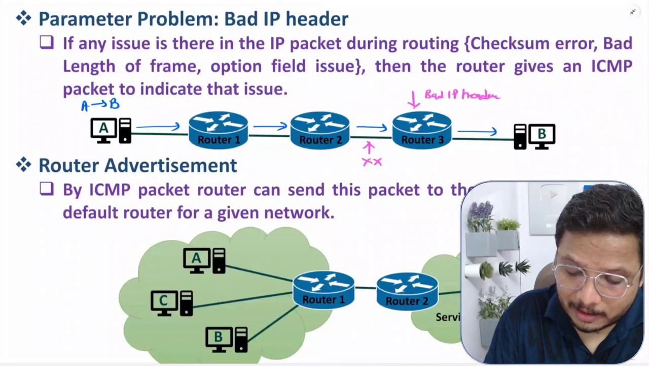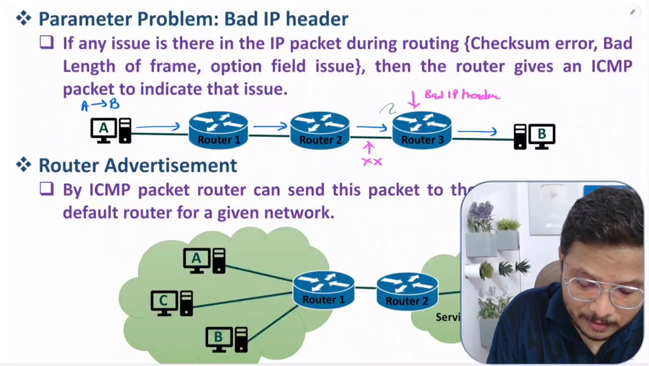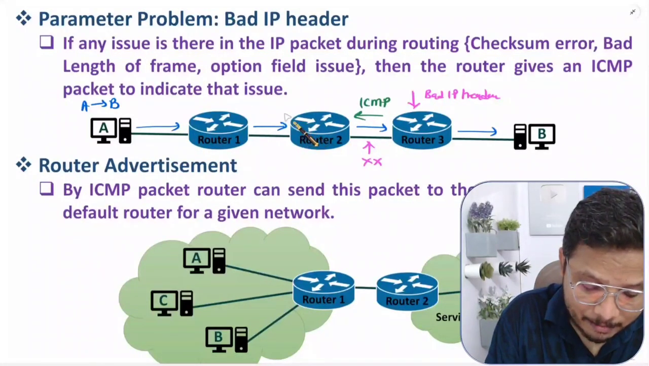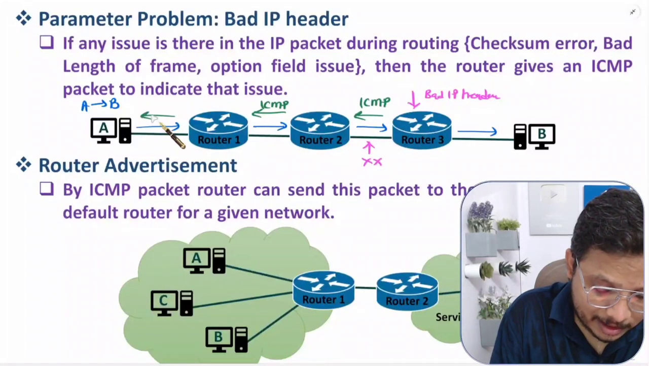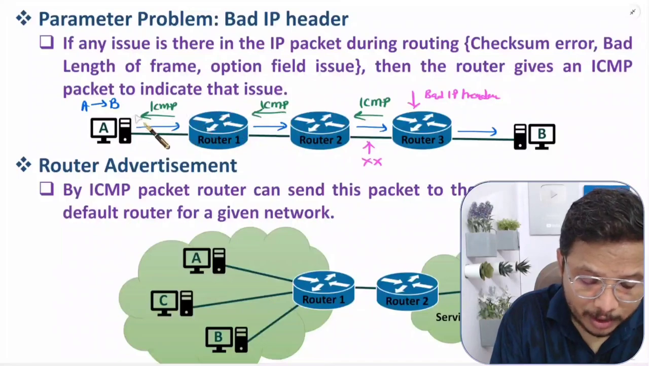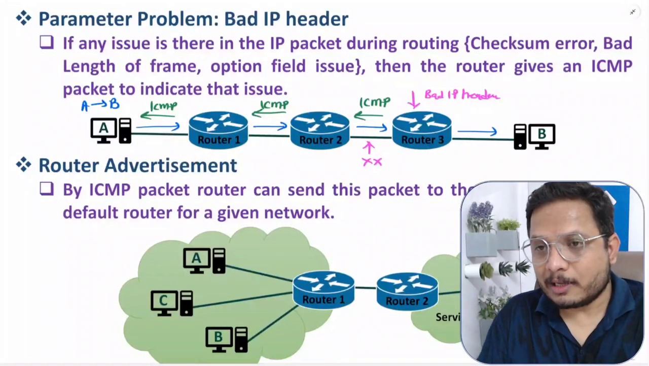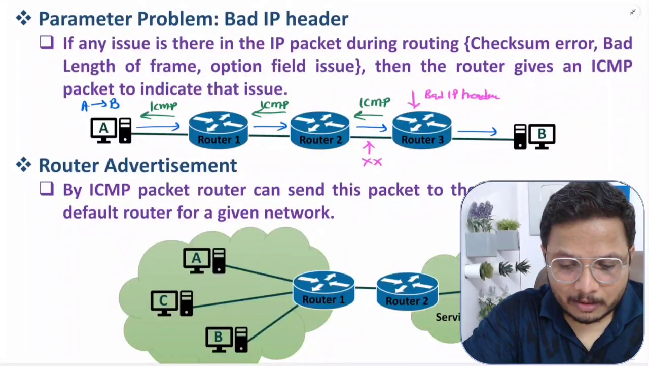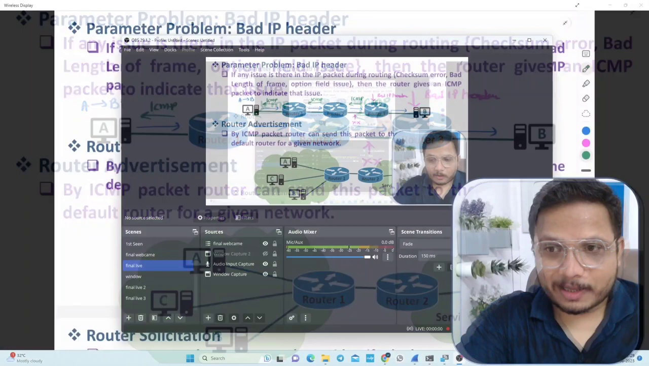And based on that, what it does is it gives an ICMP reply to the transmitter. And this reply says what? This reply says you have to send this frame again. So let me show you that on Wikipedia, so that will give you more clarity.